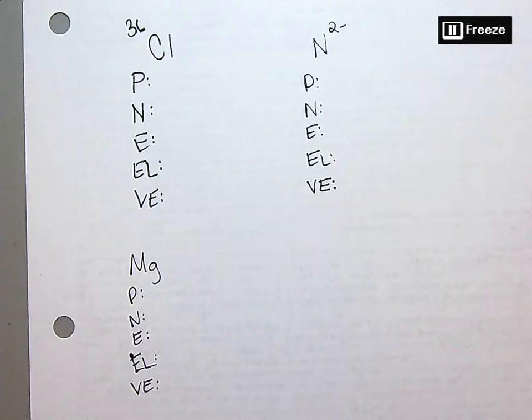Protons come from the blue number. 35. You don't round it. With chlorine, you got the 36, but you're not supposed to round it. The charge changes the number of electrons, so you add the 2 to the electrons. The electrons, you start with the protons. So for nitrogen, you have 7 protons, plus 2.